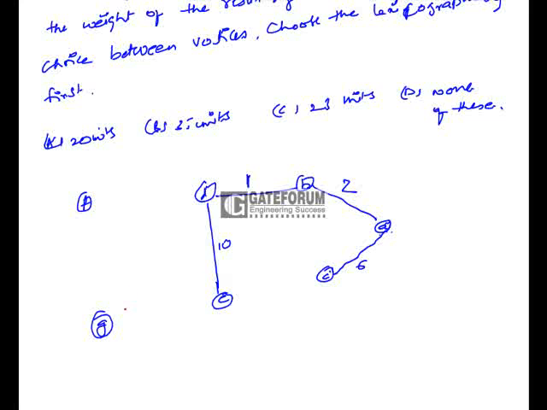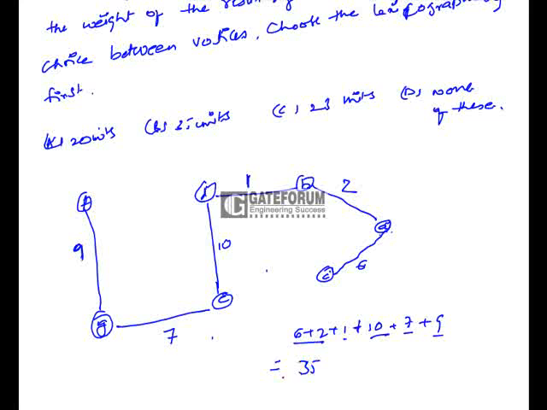From E, we have to go to G, which is of cost 7, and from G, the only unvisited vertex is F, which is of cost 9. So this is the depth first search tree. Now the cost of this tree is 6 plus 2 plus 1 plus 10 plus 7 plus 9. So 6 plus 2 is 8, 9, 19, 26 and then 35. So the cost of this DFS tree is 35 units, which is option B.